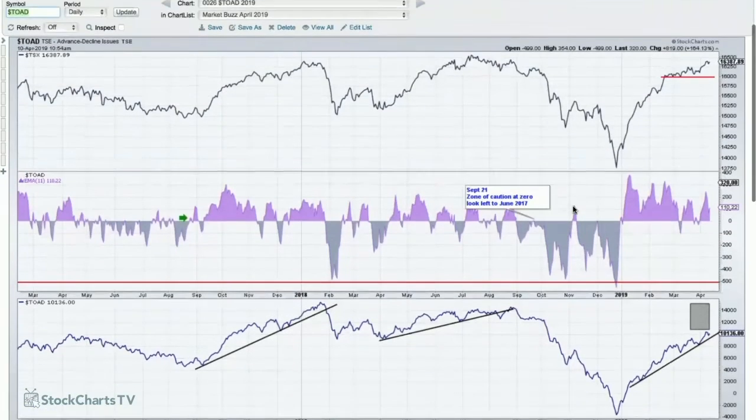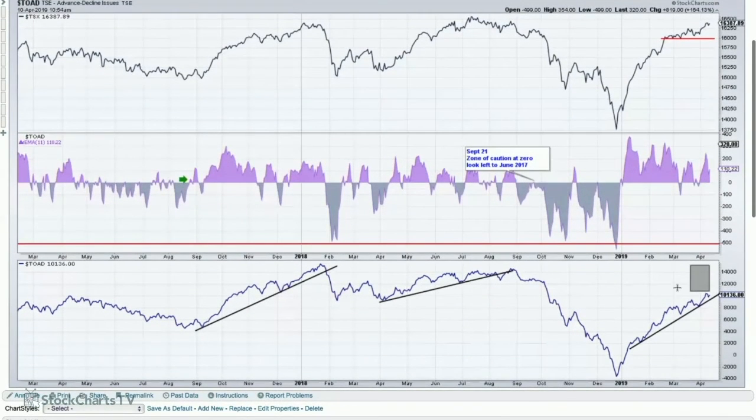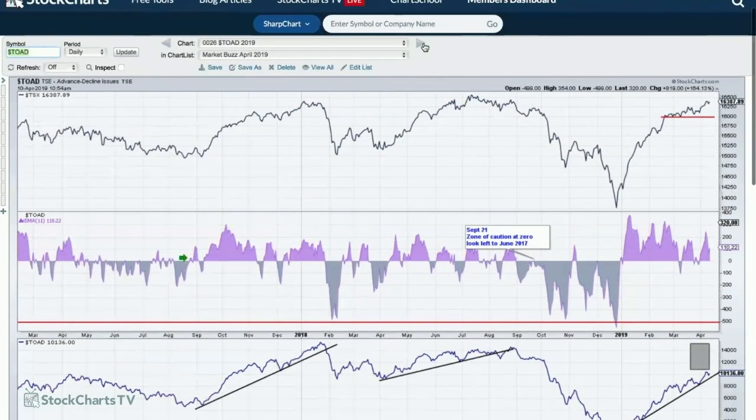Okay. Coming into the advanced decline line now, we have a huge gap here in terms of highs as we are right up against the prior highs, and we're nowhere near the prior highs on the advanced decline line. So to me, it tells me there's just not enough participation.